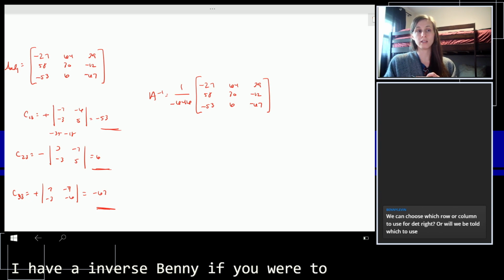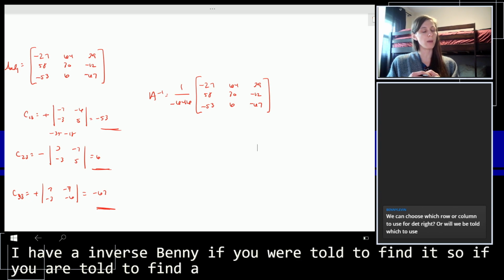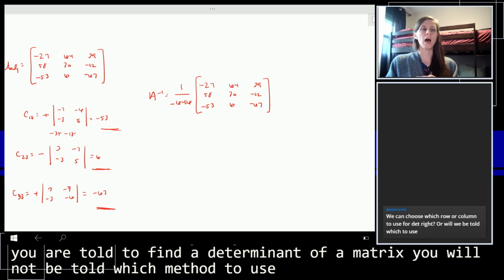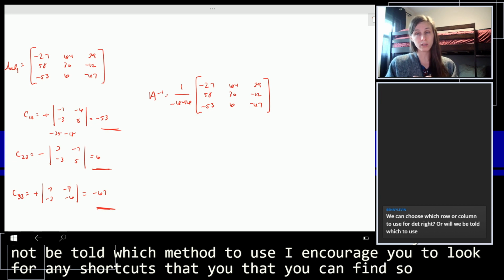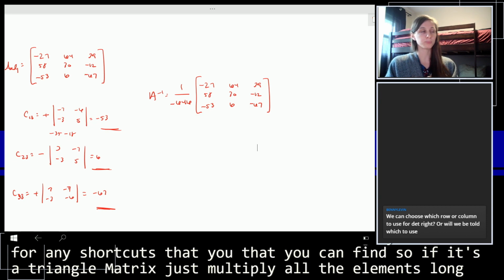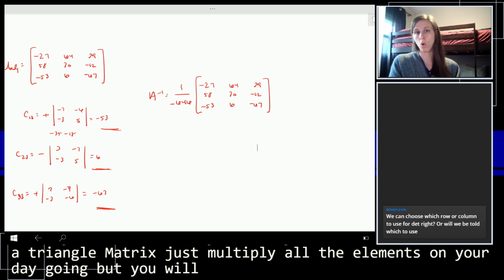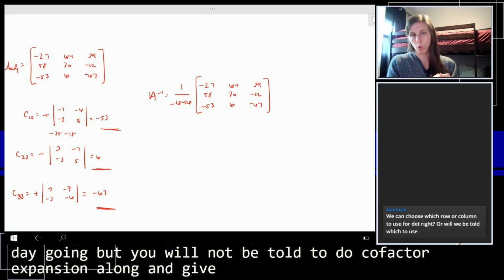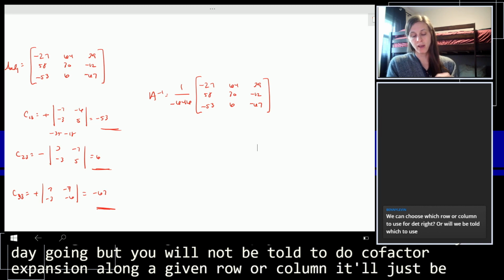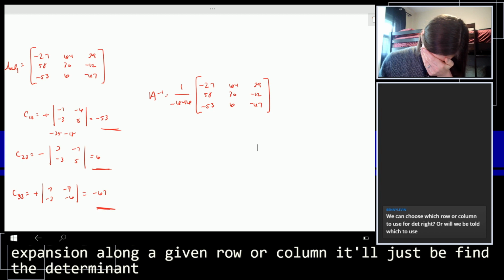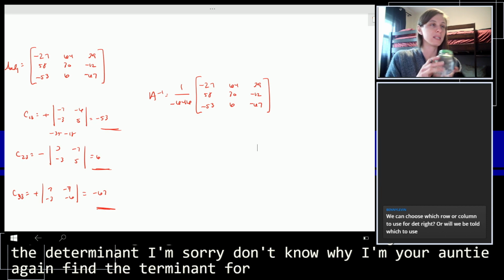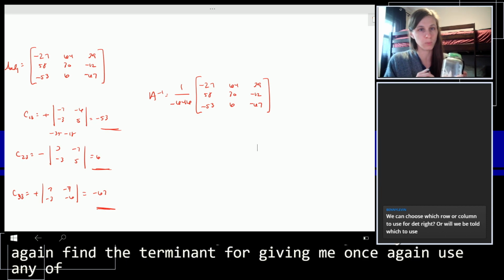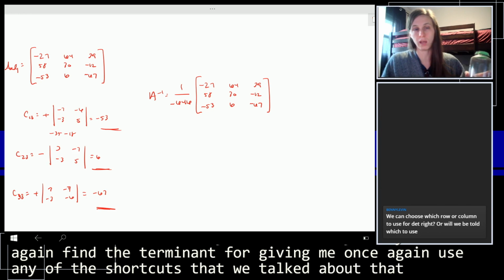Benny, if you are told to find the determinant of a matrix, you will not be told which method to use. I encourage you to look for any shortcuts that you can find. So if it's a triangle matrix, just multiply all the elements along your diagonal. But you will not be told to do cofactor expansion along a given row or column. It'll just be find the determinant for a given matrix. But once again, use any of those shortcuts that we talked about if you can.